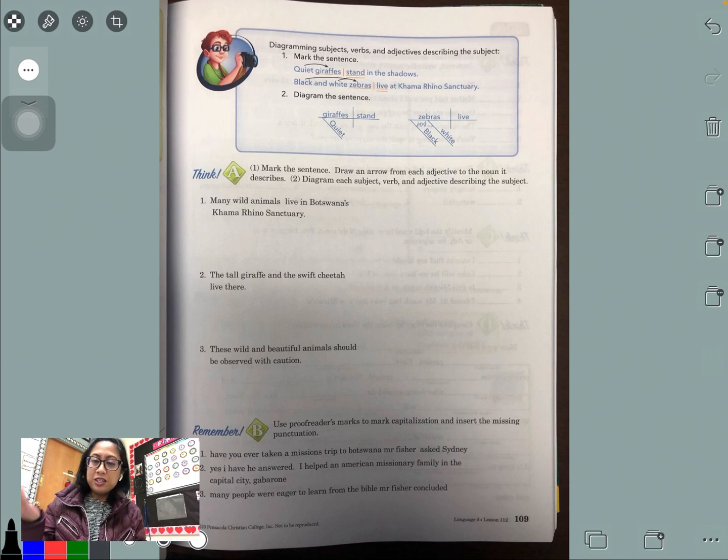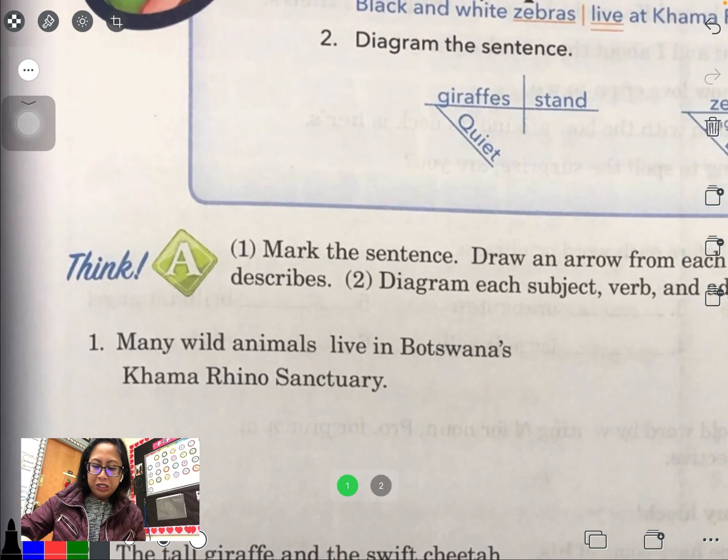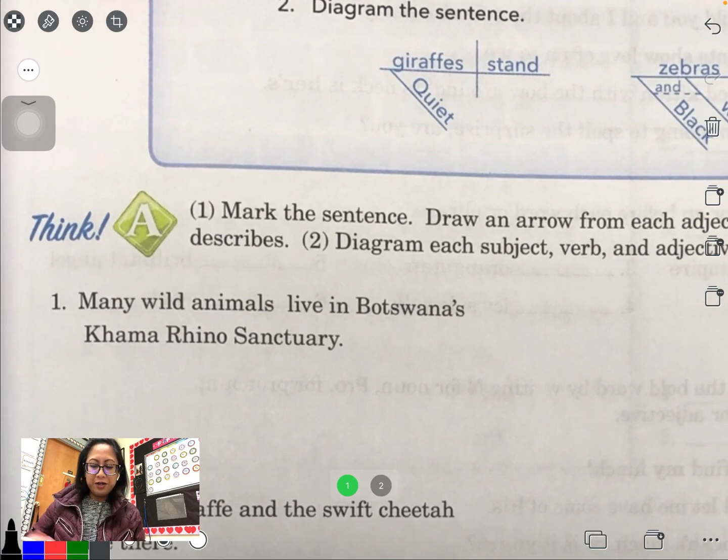All right, let's take a look at number 1 under Think A. Okay, I'm going to zoom in. Very good. We're learning again about Botswana. I hope I'm pronouncing that right. Many wild animals live in Botswana's Kamarino sanctuary. Ooh, I think I read that second word wrong. I'll say it again, and I'll say it slower. Number 1. Many wild animals live in Botswana's Kamarino sanctuary.